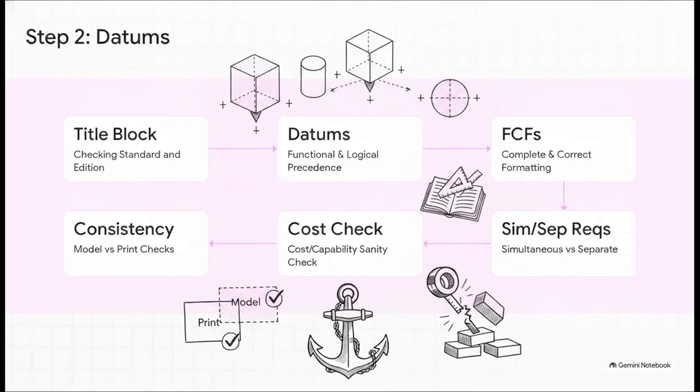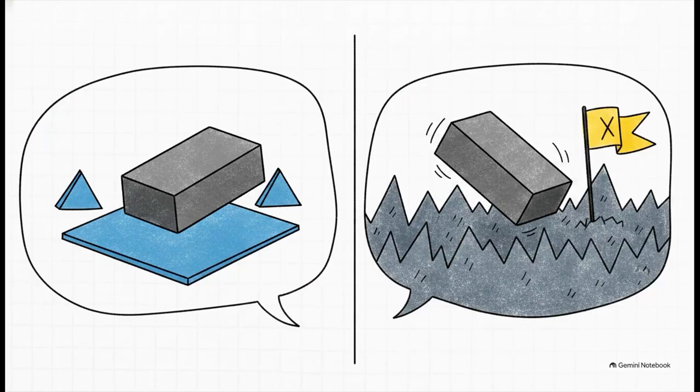Moving right along to Step 2, Datum Feature Selection, focusing on functional and logical precedents. Datums are the anchors of your part, right? So if the anchors are wrong, the entire inspection fails to replicate reality.